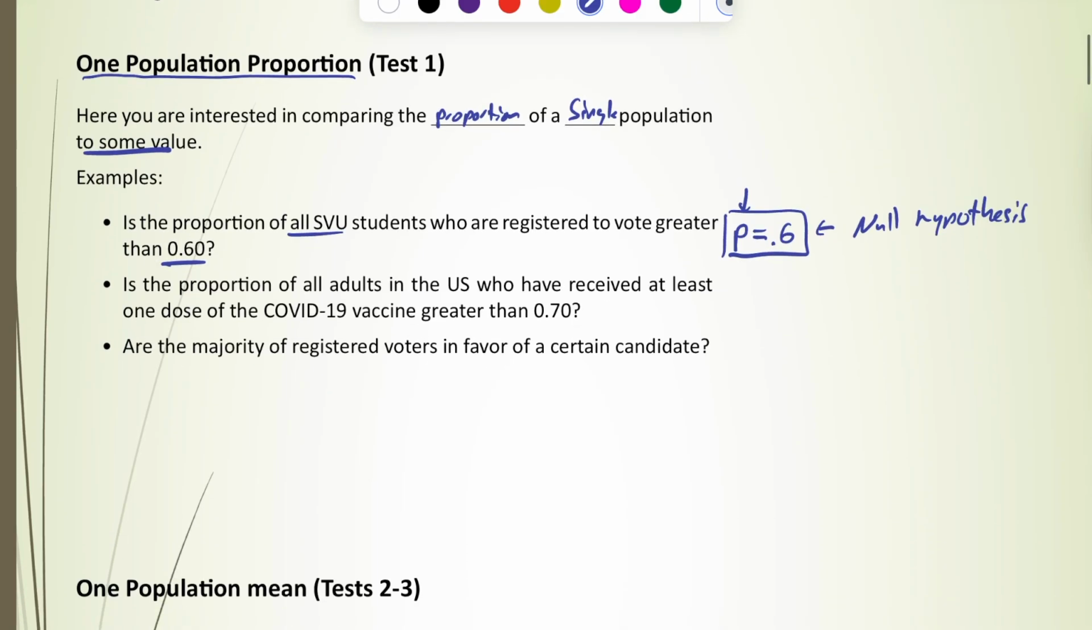Okay, what's another one? Is the proportion of all adults in the United States who've received at least one dose of the vaccine greater than 70%? All right, so the population is all adults in the United States.